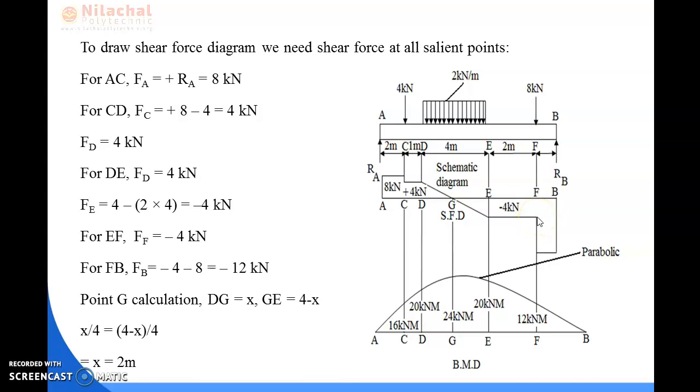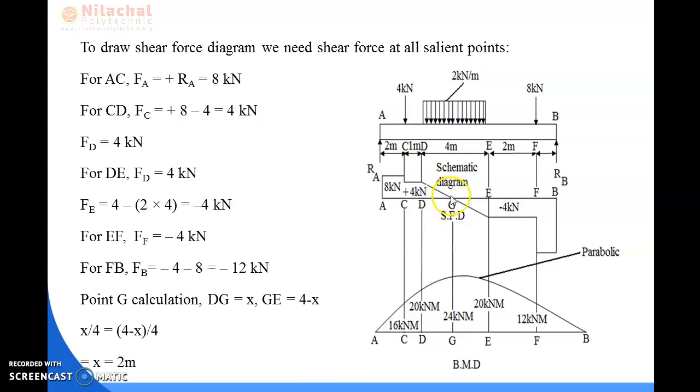After that, at point F, the shear force value is 12 kN. Then this 12 kN is continuing towards the point B. So first half of the shear force diagram is positive and second half of the shear force diagram is negative. So here you can see one point is there, that is the point of contraflexure, we can say, and we introduce this point as point G.